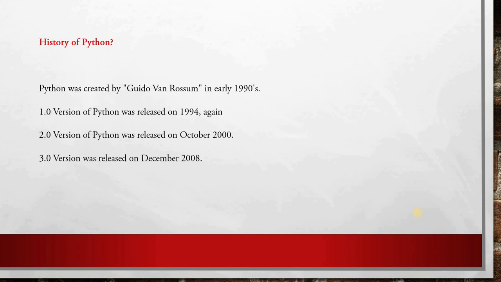Now some history of Python. Python was created by Guido van Rossum in early 1990s. The first 1.0 version of Python was released in 1994. Again, 2.0 version of Python was released in October 2000. And the third version of Python, 3.0 version of Python was released in December 2008. And this is the current version.